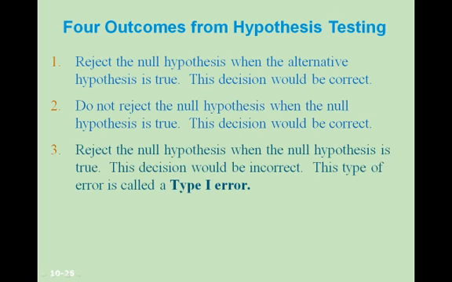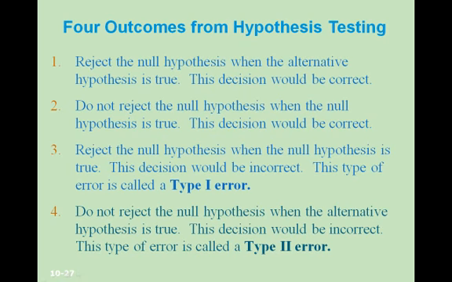3, we could reject the null hypothesis when it was actually true, and this decision would be incorrect. This type of error is called a type 1 error. And fourthly, we could not reject the null hypothesis when the alternative hypothesis is true. This decision would also be incorrect, and this type of error is called a type 2 error.